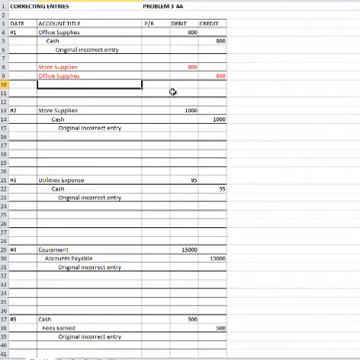A $1,000 credit purchase of store supplies was recorded as a cash purchase. So the original and incorrect entry would have been debit to store supplies and credit to cash, when it should have been a purchase on account. So it would have been a debit to store supplies and a credit to accounts payable. So store supplies is correct. We're not going to bother that account. We want to fix the credit. So cash was credited for 1,000 incorrectly.